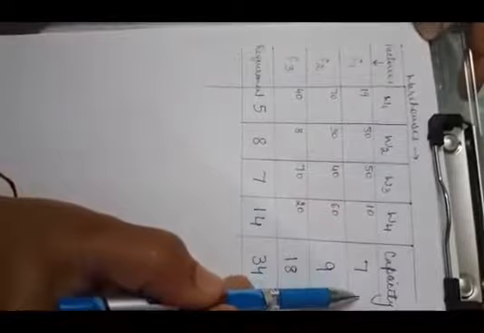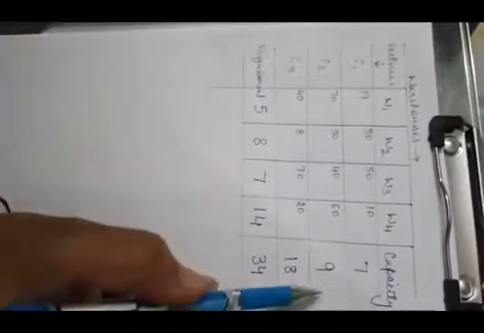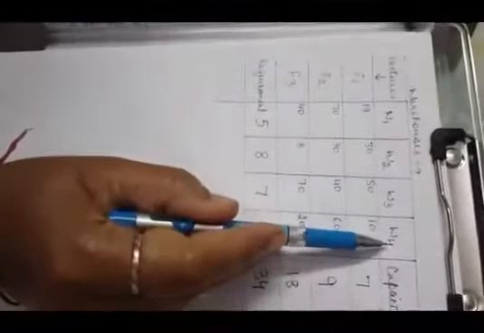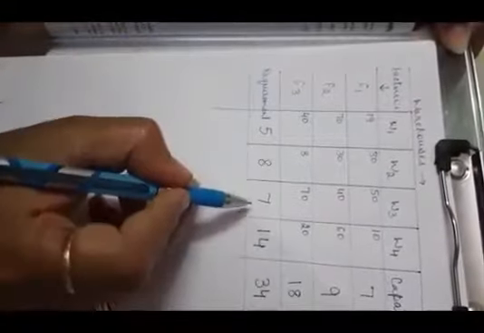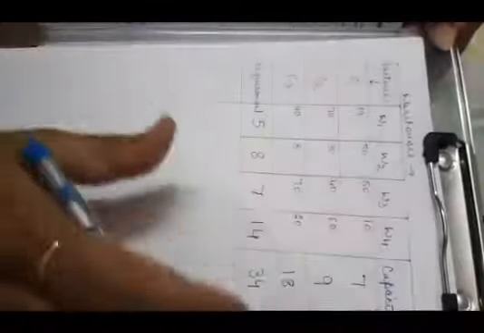For example, there are three factories F1, F2 and F3, and this is the capacity. F1, the capacity is 7 units. Now units could be anything. F2 is 9 units, F3 is 18 units. Similarly, we do have warehouses W1, W2, W3, W4, where the requirement is 5 units, 8 units, 7 units and 14 units respectively. So this is the matrix.